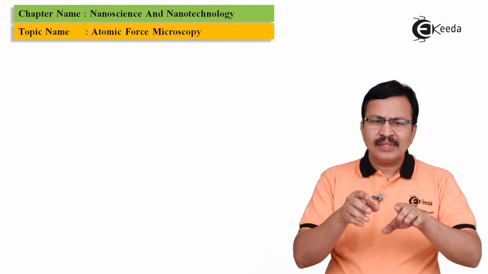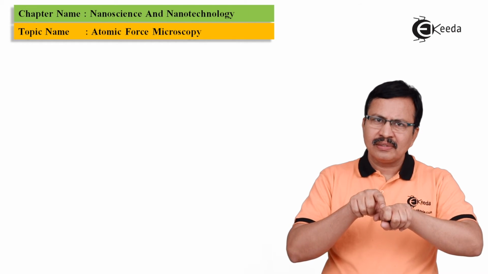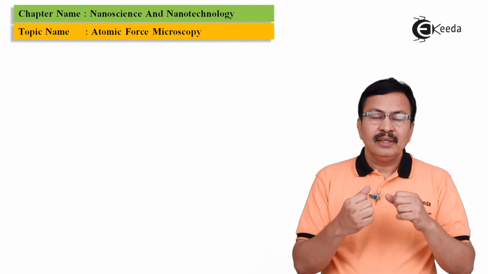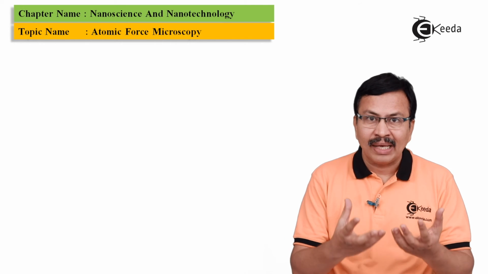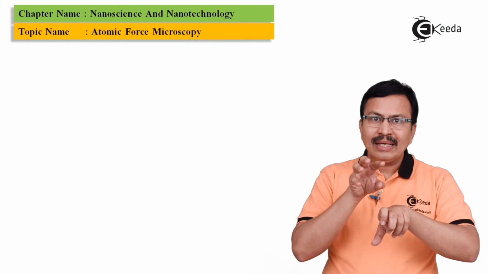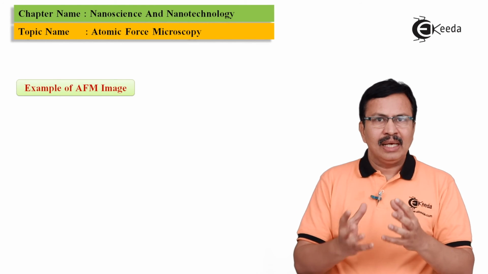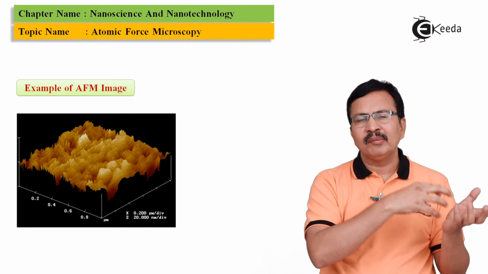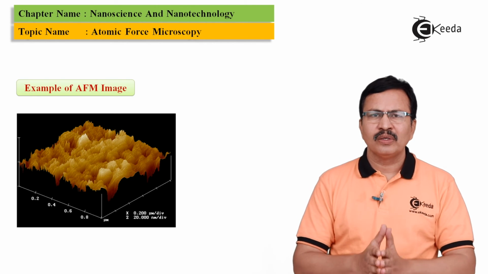So the force acting between the tip and the surface can be a mechanical force, right? It can be a van der Waals force, or at times it can also be a magnetic force. All these variations are captured by the tip of the cantilever of the AFM, and all of these are captured as a 3D image. And this is how the AFM works.